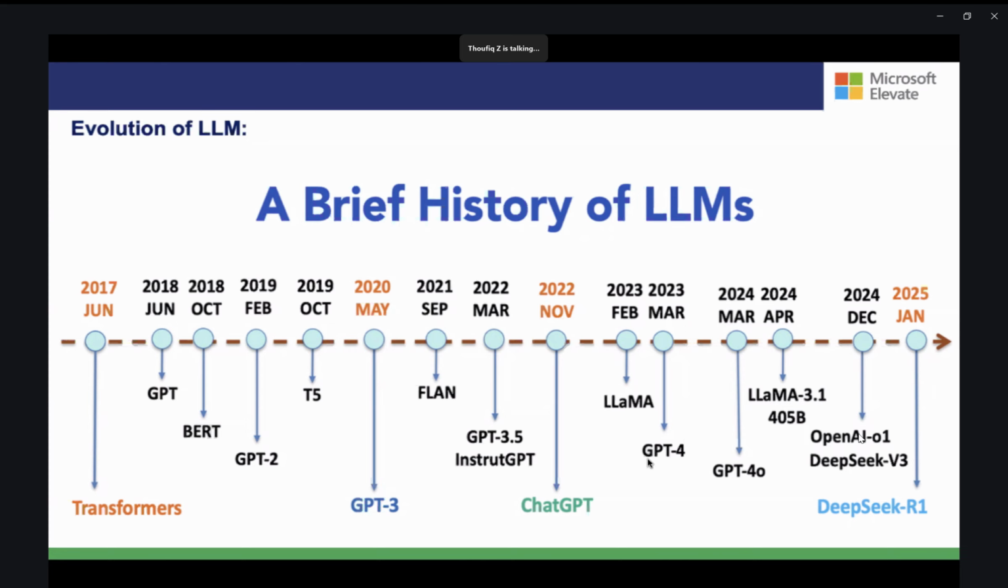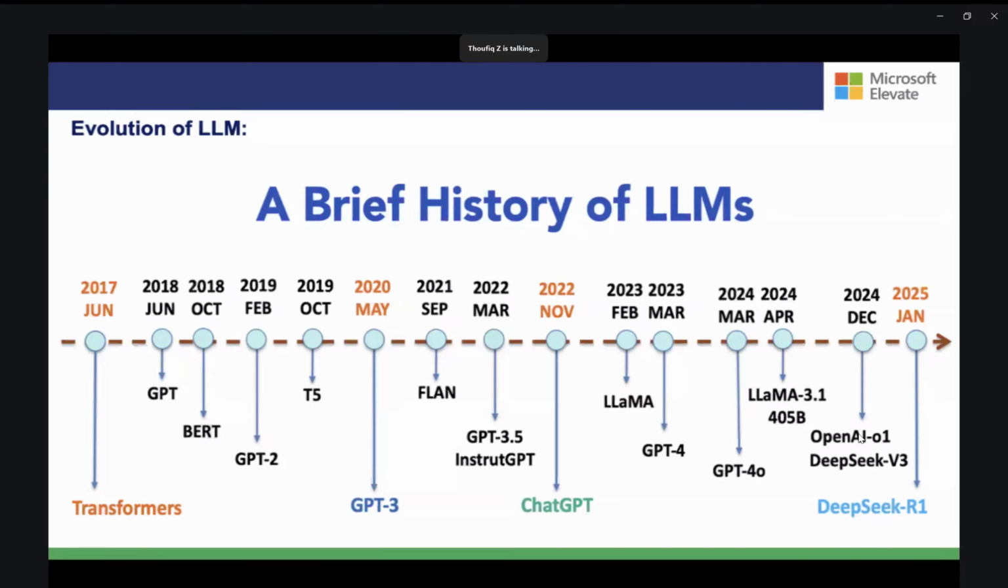Then in March 2023 we had GPT-4, then GPT-4o, and Llama 3.1 with 405 billion parameters in 2024. OpenAI came with o1, and DeepSeek with R1 came in 2025. This is how things came towards the LLM series.